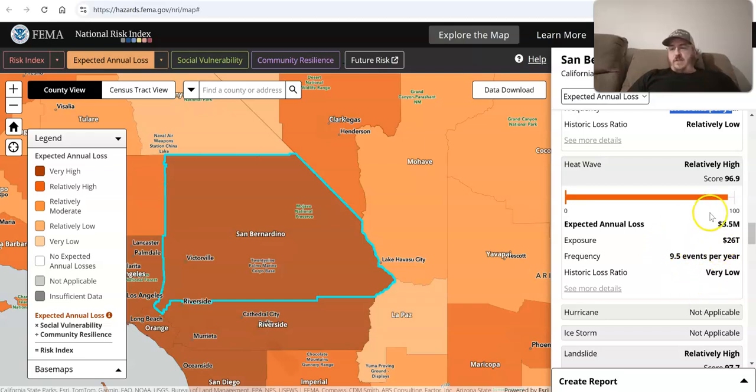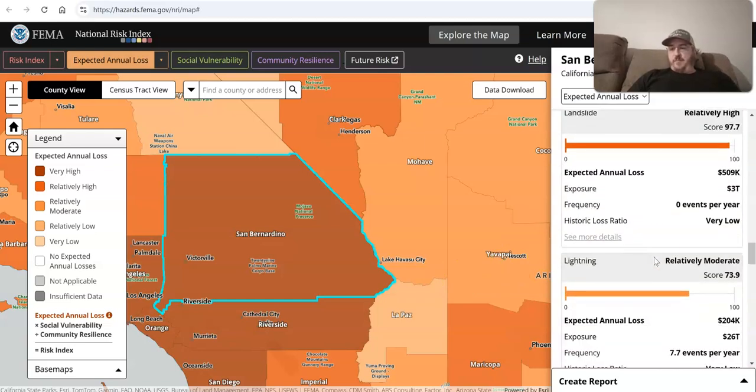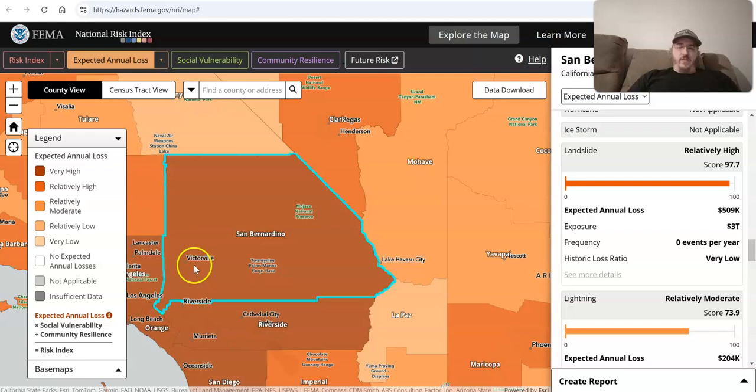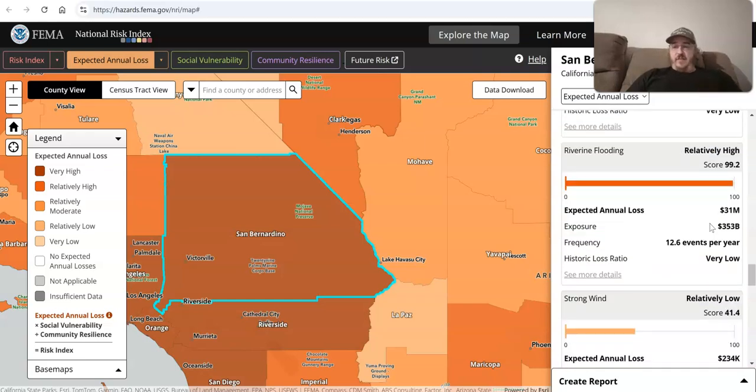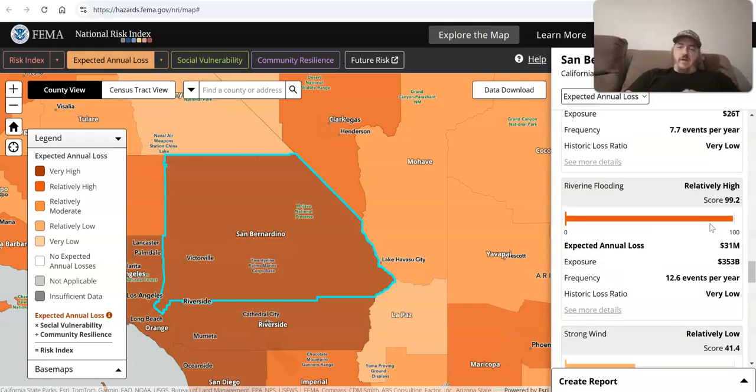Heat wave, 9.5 events per year. Well, that makes a lot of sense. It's the desert, right? Landslides. There are mountains to the south of it, so it's funny. It shows a relatively high score or high chance, but then it says 0 events per year. So some of this stuff doesn't make a ton of sense. You can always click into the see more details and learn about it. They get less lightning than us, and I'm just trying to compare, because that's how it works for me.